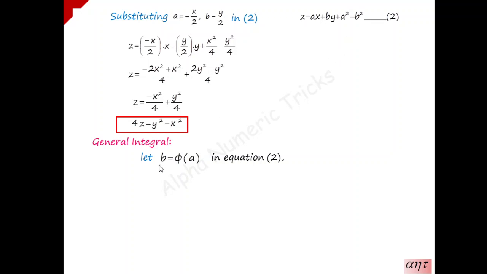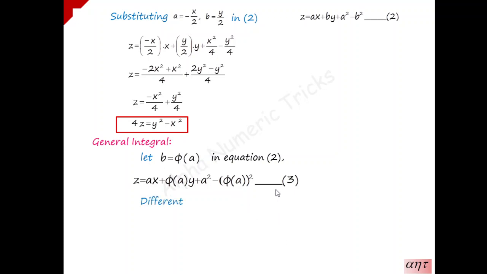Either you can substitute b is equal to phi of a, or you can take a as a function of b, that is a is equal to phi of b. Both ways you can do it. Now we are taking b is equal to phi of a. Now we have to substitute this in equation 2, that is your complete integral. So z is equal to ax plus phi of a into y plus a squared minus phi of a the whole squared. Now the two arbitrary constants in the complete integral are reduced to a single arbitrary constant after this substitution. Now number that equation as 3.